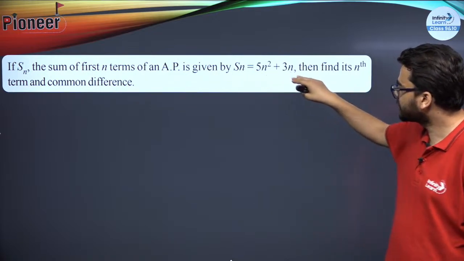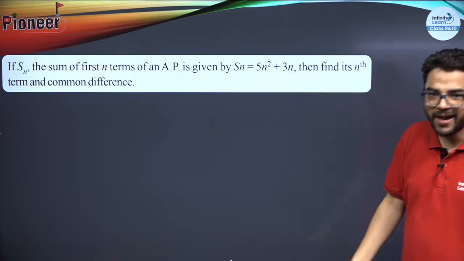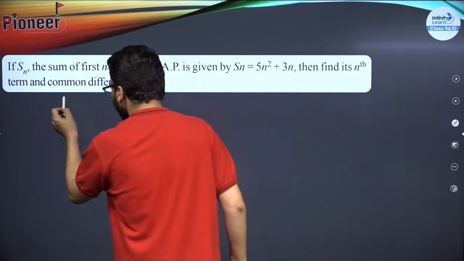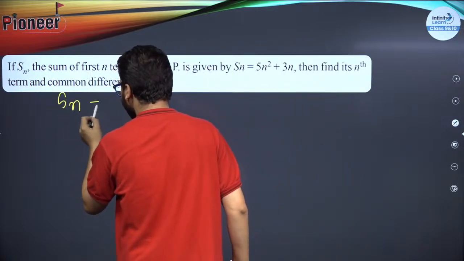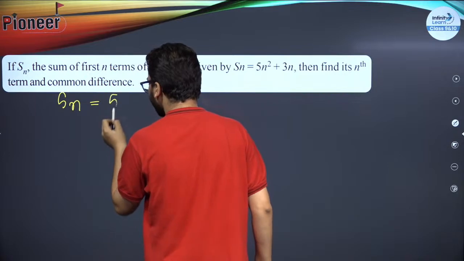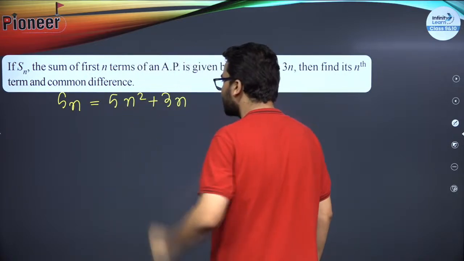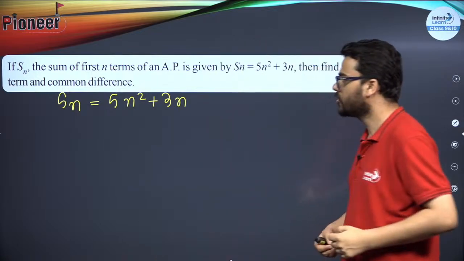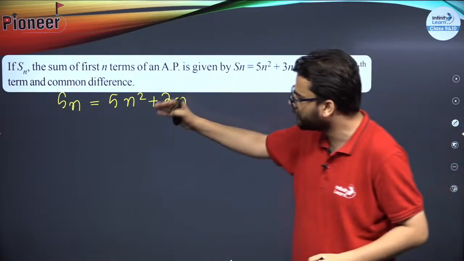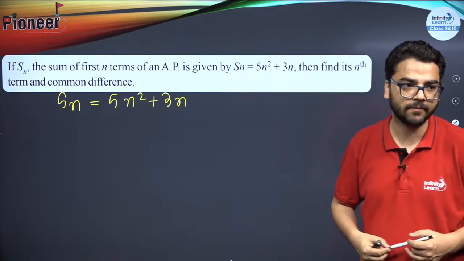Sn is given by this formula. Sn in terms of n is given. This is a very important question, one of the important questions you will get in AP. So 5n square plus 3n. This is the sum of the first n terms of this AP. You have to find the nth term and the common difference of this AP.